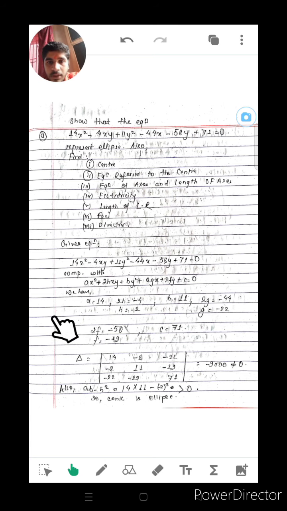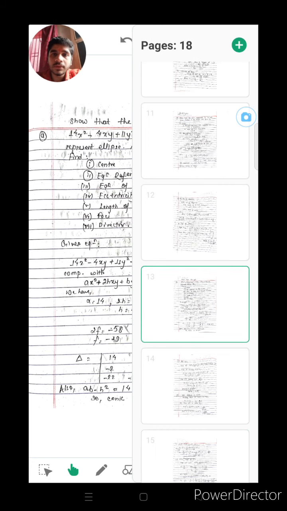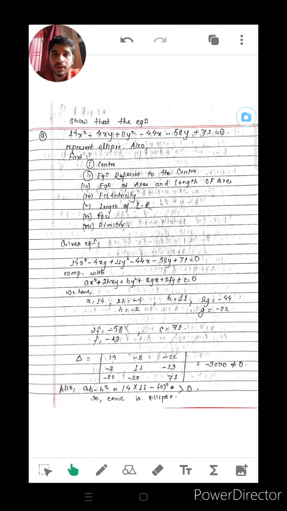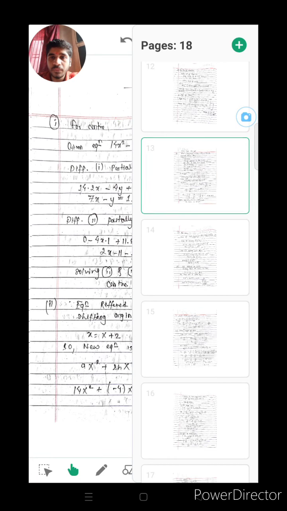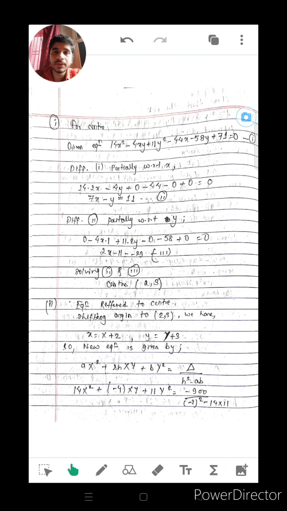and by finding the determinant we get this value as minus 9,000, which is not equal to 0, and ab minus h square is greater than 0. So this conic represents an ellipse. And for the center, equation referred to the center, foci, length of latus rectum, directrix, okay, move on. We should use the formula I mentioned previously.